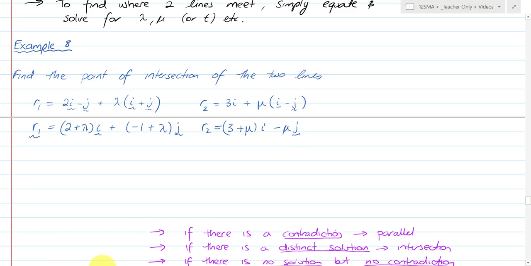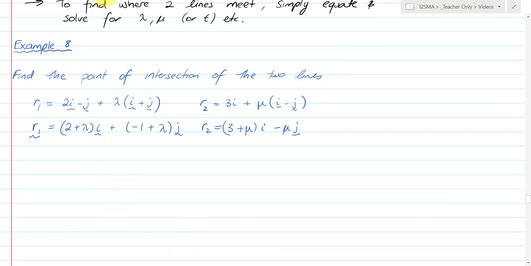Now, if I look at the i components and equate the i components, and then look at the j components and equate those, for these two to intersect, there has to be a point in time where the two yellow bits are equal. And there has to be a point in time where the two green bits are equal. So we're going to solve these simultaneously to find that point in time, if indeed it exists. But although this is two dimensions, so unless they're parallel, it has to exist. So let's have a look.